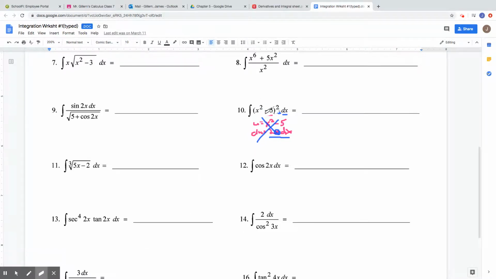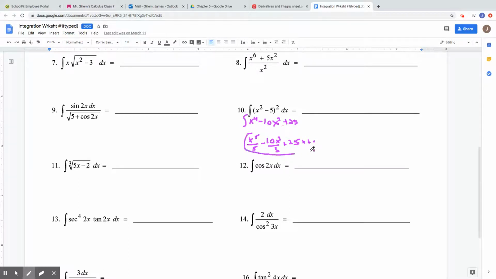So if that's the case, the only other way to do it is to multiply all of this out. Fortunately, it's just squared. So it's x to the 4th minus 10x squared plus 25. Now we just do it the way we first started to learn how to do integrals. So it's x to the 5th over 5 minus 10x cubed over 3 plus 25x plus c.